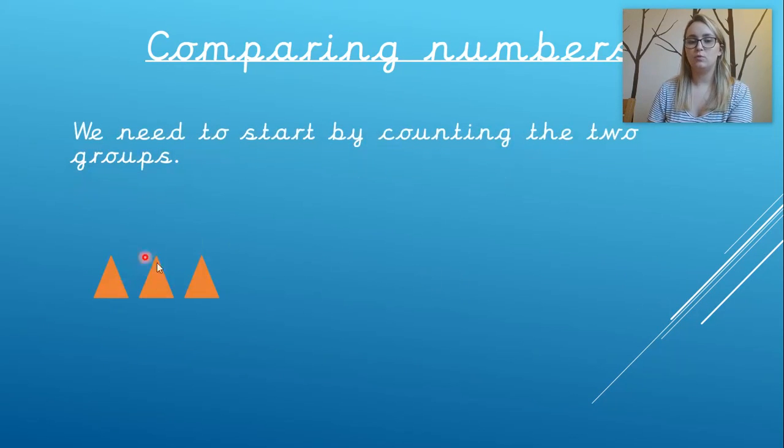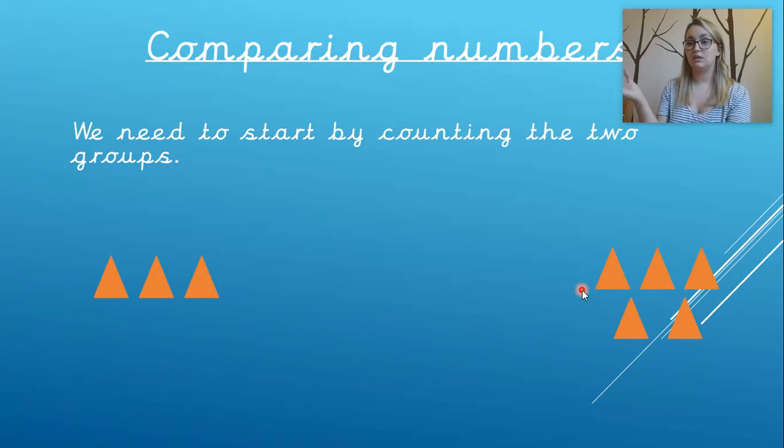So let's have a look at the next one. The first one, we've got 1, 2, 3 triangles. And on this side, we've got 1, 2, 3, 4, 5 triangles. Is 3 greater than 5? Or is 3 less than 5? Or is 3 equal to 5? What do you think?